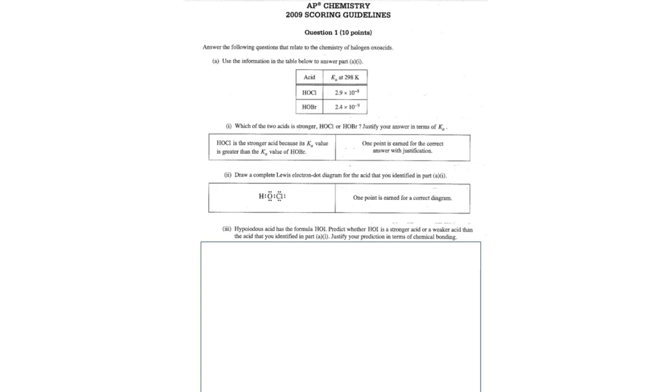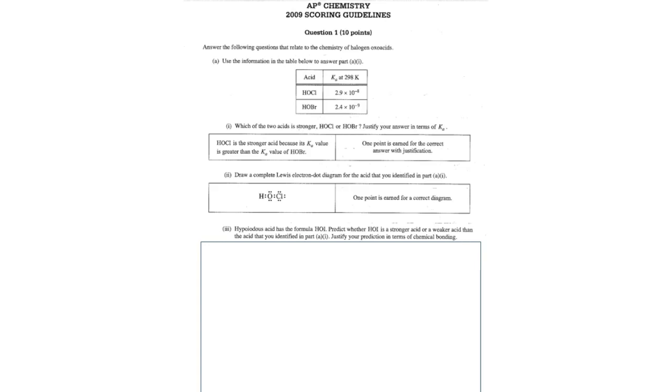Hypoiodous acid has the formula HOI. Predict whether it will be a stronger acid or a weaker acid than hypochlorous, and explain it in terms of bonding. Well, the numbers are getting smaller, so hypoiodous will probably be in the realm of 10 to the minus 10th. Therefore, it will be a weaker acid. The reason can be explained in terms of electronegativity. Chlorine is the most electronegative of the three. It's pulling electron density away from that bond, making it weaker. A weaker bond means more dissociation, means more ionic character, means a higher Ka.